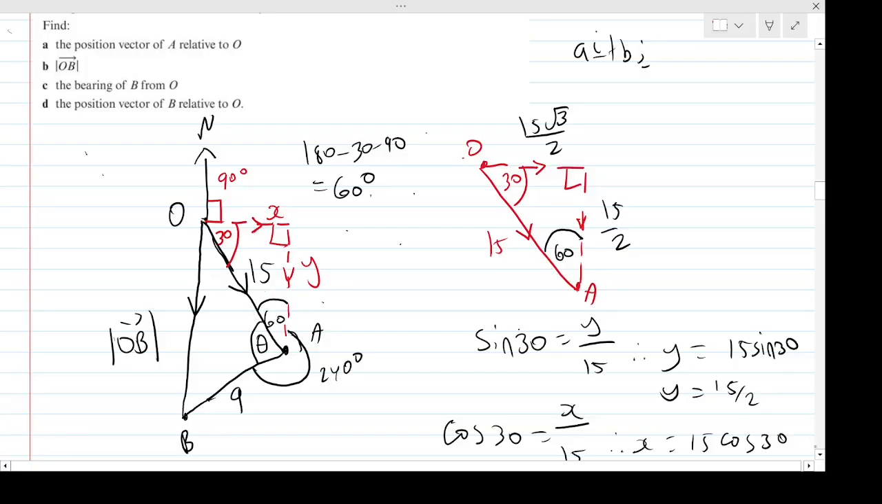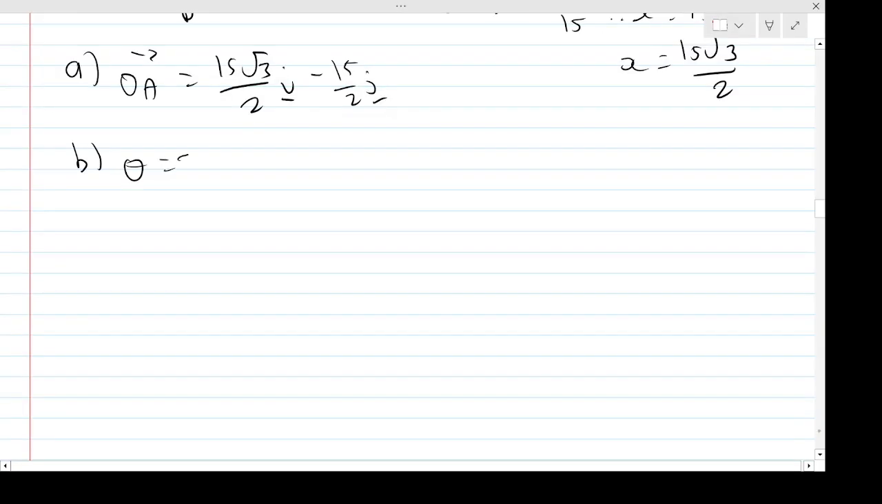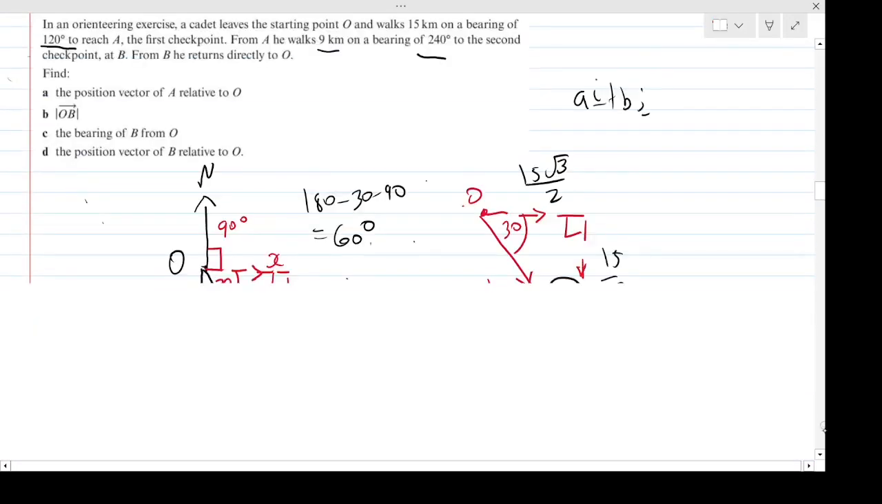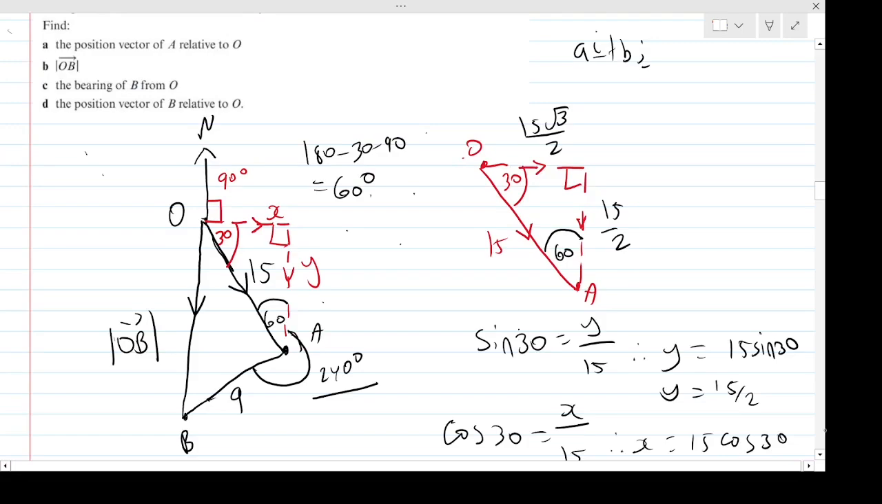Now, I've got this angle 60 then, and I've got angles around a point. So that means theta has to be 360, take away 240, take away the angle 60. If I do that then, I get theta to be 60. Okay, cool. So I can fill this in then. So now I know that this angle has to be 60 here as well.